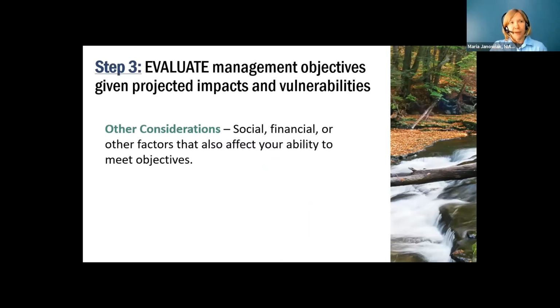The last part in step 3 is that there's an option, a place where you can put in other considerations. These are those social or financial or other factors that affect your ability to meet your objectives. This is an open opportunity to record all those things that have to do with your goal or objective, and document them, that don't have to do with climate change.